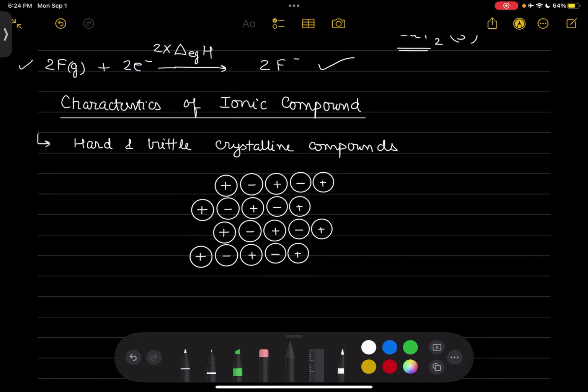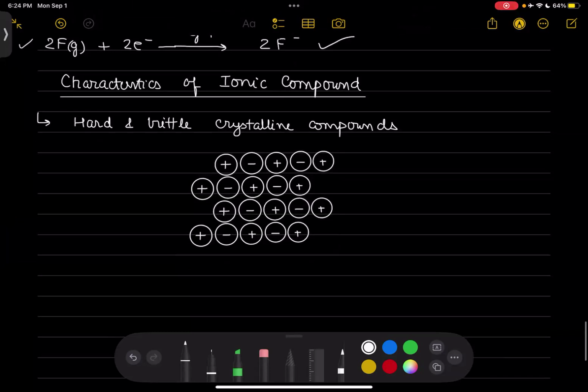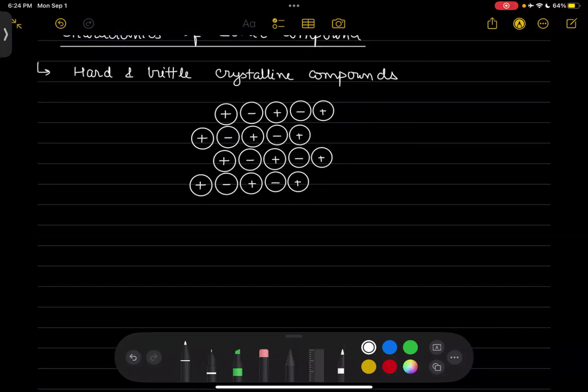As a result, the cations and anions attract each other very strongly. They are held together by electrostatic force of attraction, and that makes them very hard and brittle. The force required to break them is very large, but they will not bend, they will break. Is it clear? Yes, sir. Hard and brittle crystalline solids.